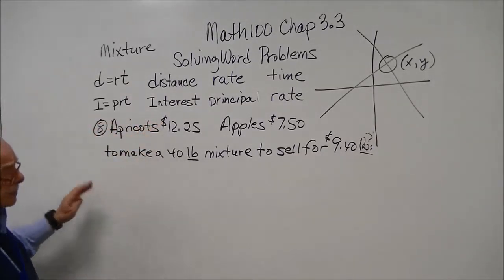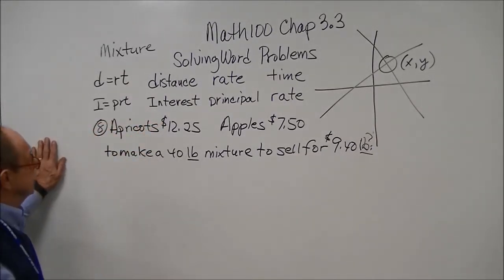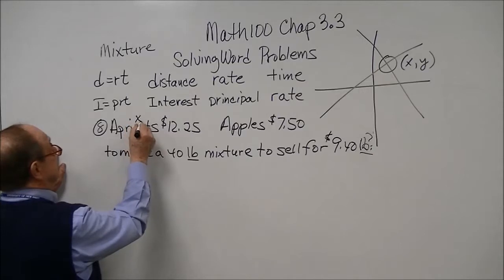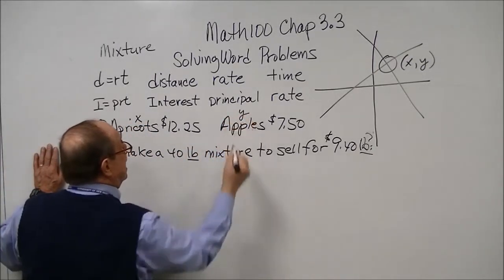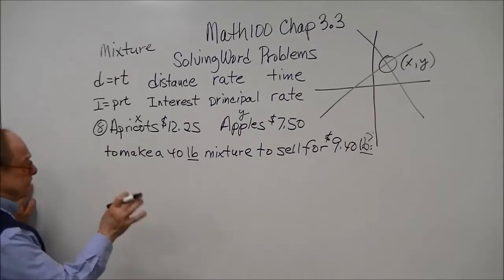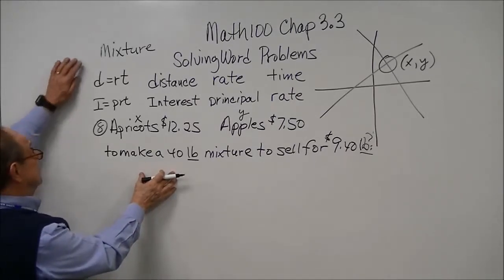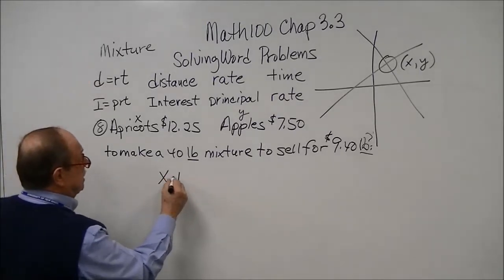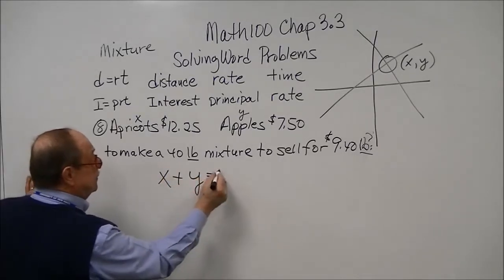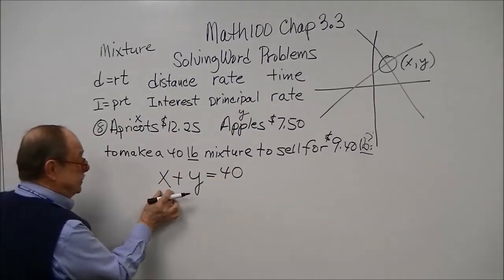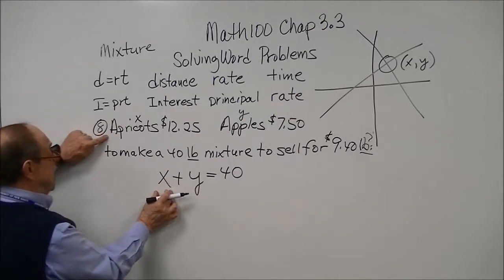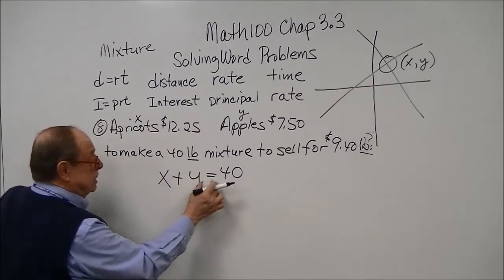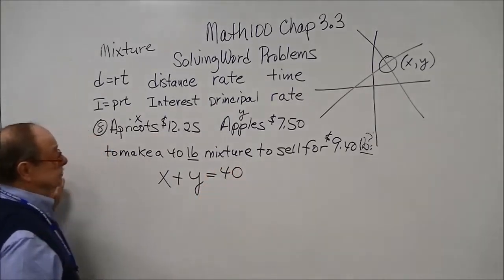And we're going to use system of equations to set this up. Now since they're both A, let's call the apricots X and the apples Y. So our first piece of information, and this is going to be true for many of our mixture problems, is that X plus Y will be 40. That is, this stands for a number of pounds of apricots, and this stands for a number of pounds of apples. Altogether, it's going to be 40 pounds.